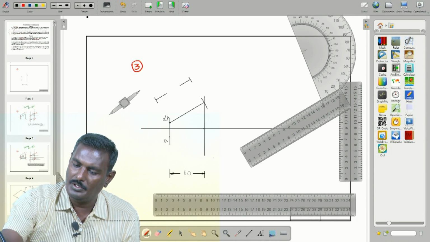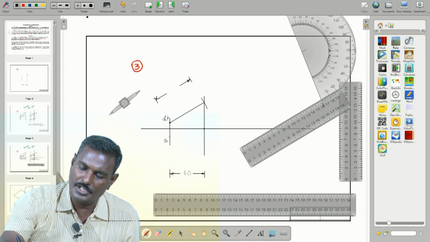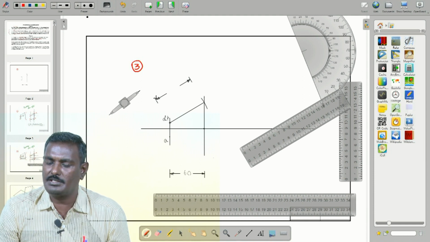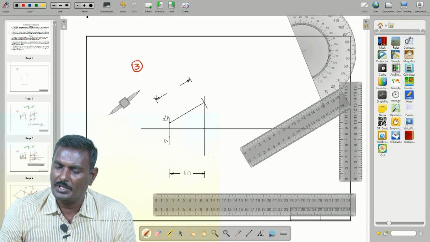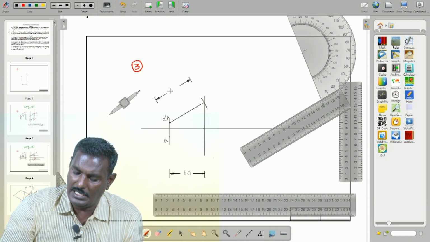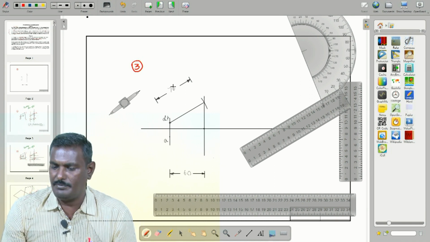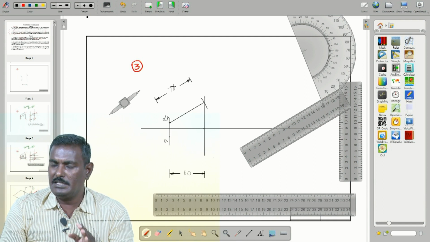Then I mark the arrowheads. Arrowheads are very, very important. Here it is very difficult to construct, so that's why I am not clear. So draw arrowheads. After completion, this is capital A, capital B, at a length of 70 mm.